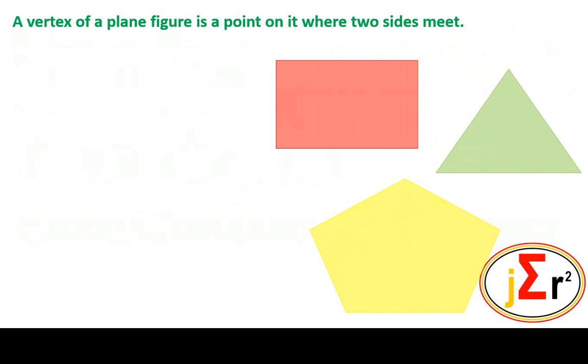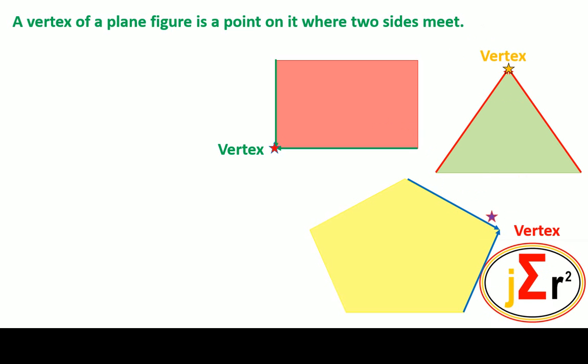A vertex of a plane figure is a point on it where two sides meet. Anywhere two sides meet, that's a vertex. Same for the triangle. Any point where two sides meet, that's a vertex. And it will be the same for this figure that we have right here, which is a pentagon. A vertex is any point where two sides meet.